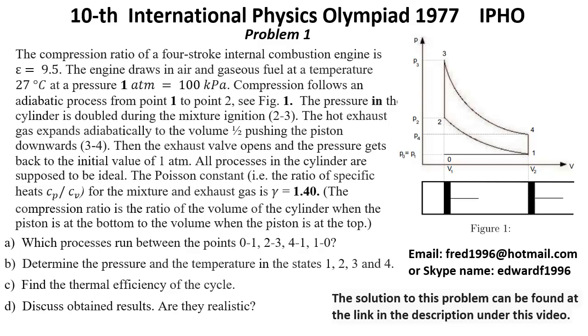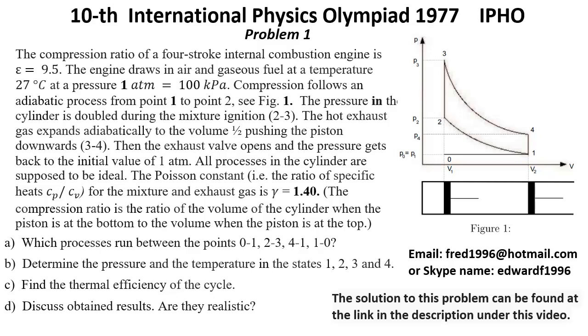Problem number 1. The compression ratio of a 4-stroke internal combustion engine is epsilon equal 9.5. The engine draws in air and gaseous fuel at a temperature of 27 degrees Celsius and a pressure of 1 atmosphere, equal to 100 kilopascal. Compression follows an adiabatic process from point 1 to point 2. See figure 1. The pressure in the cylinder is doubled during the mixture ignition process 2 to 3.